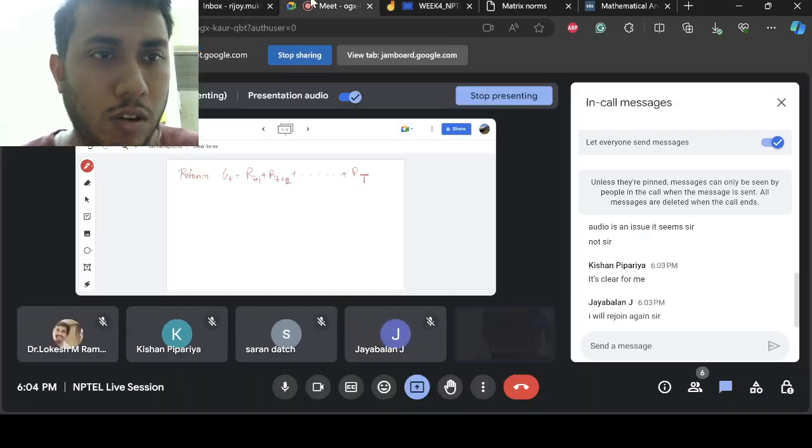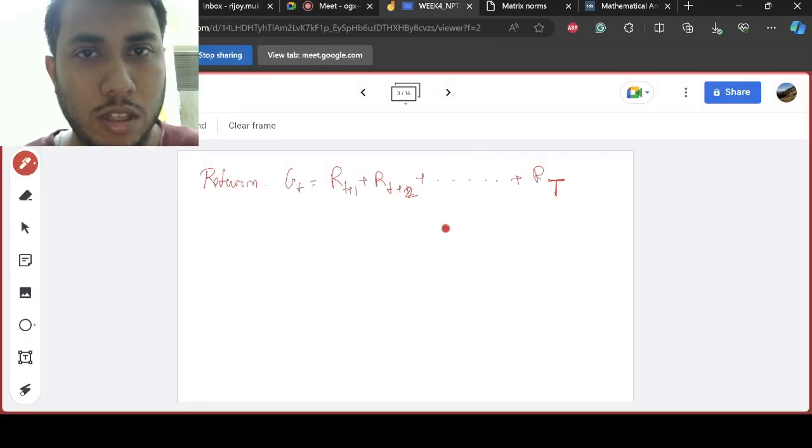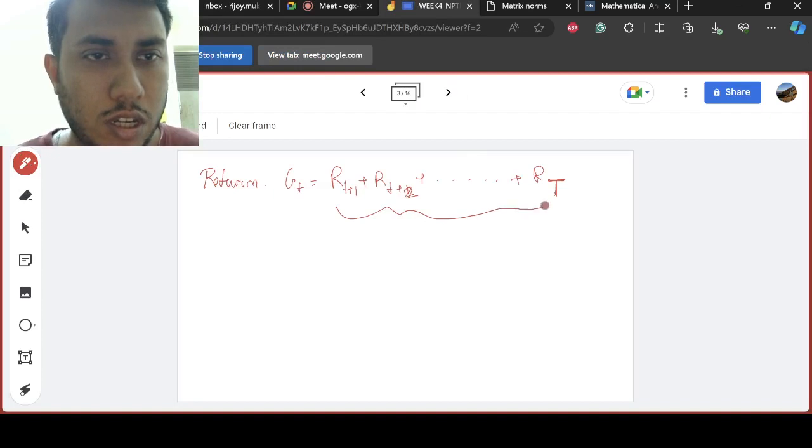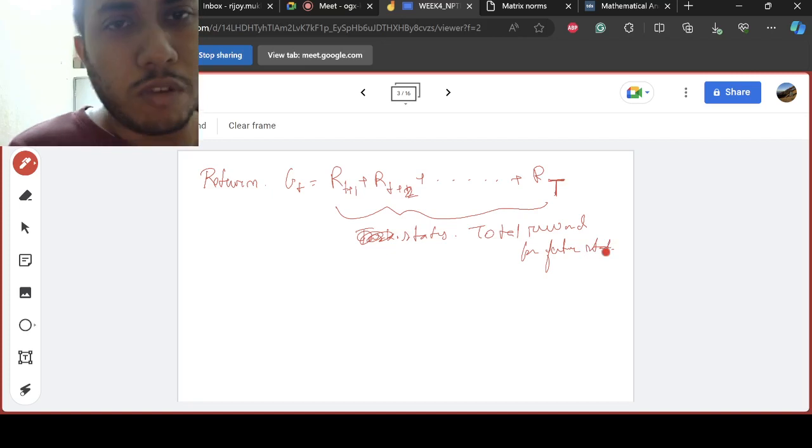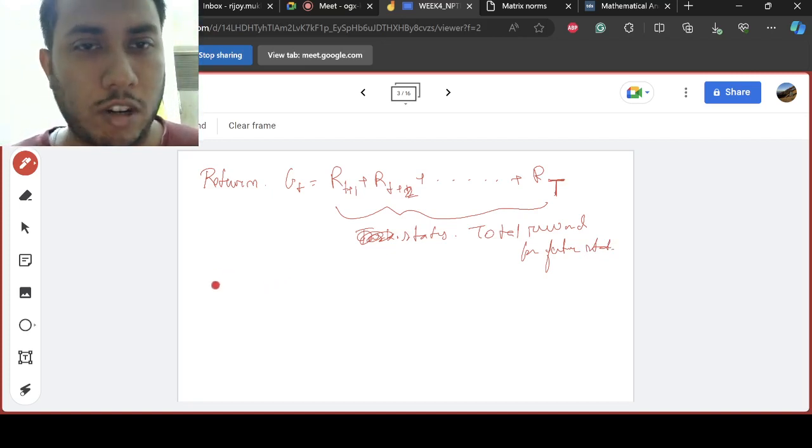Also, another thing: the total reward for future states. We were also introduced to the concept of Markov decision problems, MDPs.